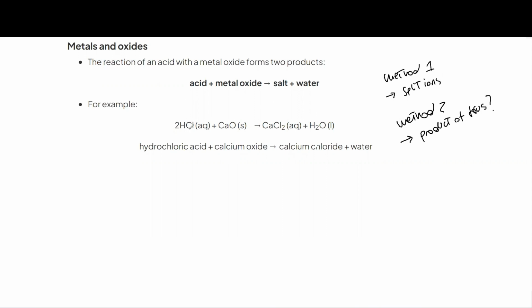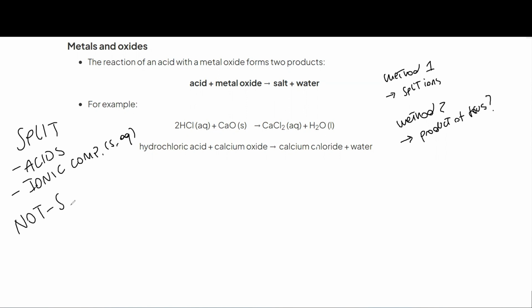When we split as ions, we just need to think about, okay, is this compound present as separate ions or not? And what splits as ions? Acids, because we said they dissociate, so they split as ions. Ionic compounds, in this case, both as a solid and aqueous. What doesn't split, that's very important, are ionic compounds when they're solid, but just as products.